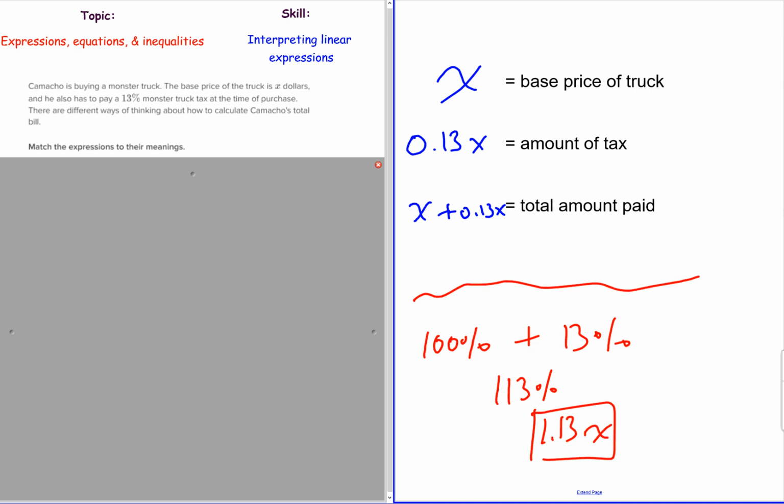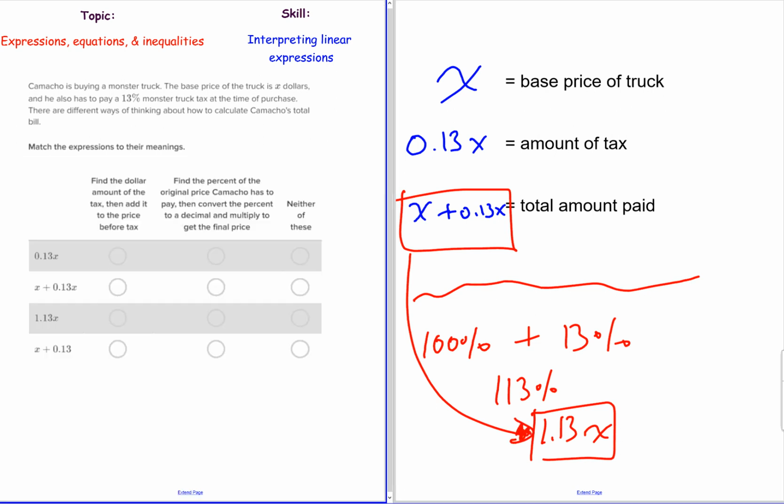Now, you may notice if I combine these like terms, 1x plus 0.13x, 1 plus 0.13 equals 1.13. So both of these are ways of calculating his final bill. So let's look at the choices here. This is find the dollar amount of the tax, then add it to the price before tax. Well, that's this one right here. That's the dollar amount of the tax plus the price before tax.